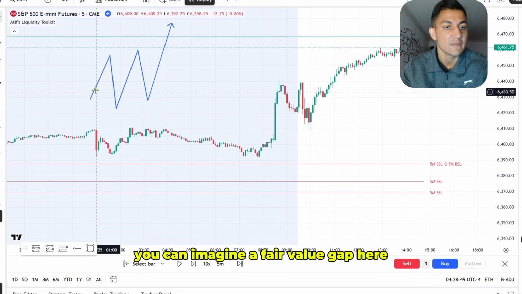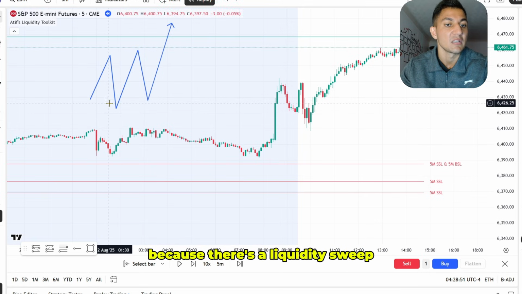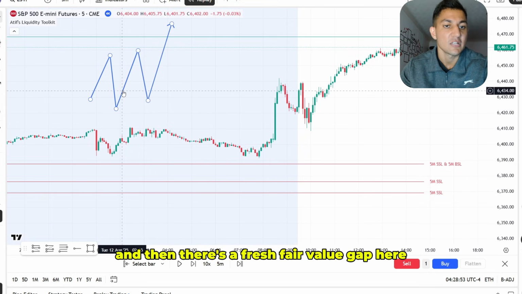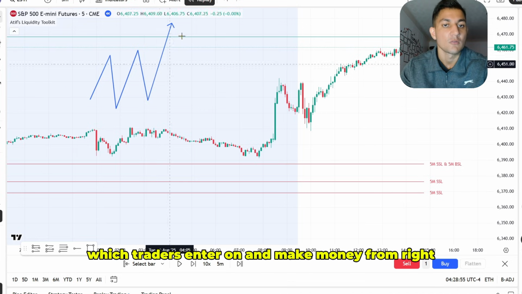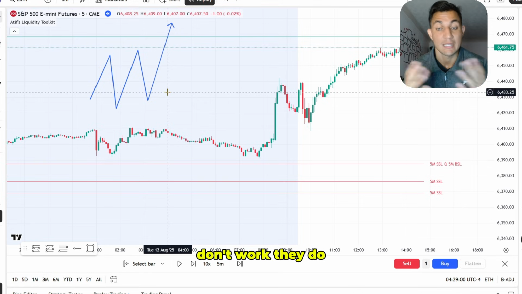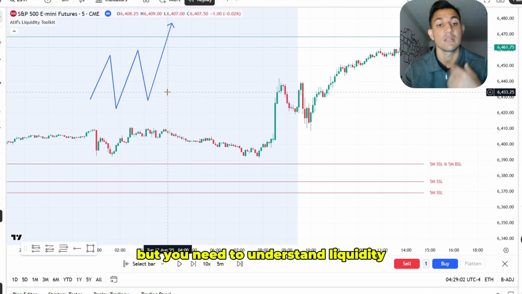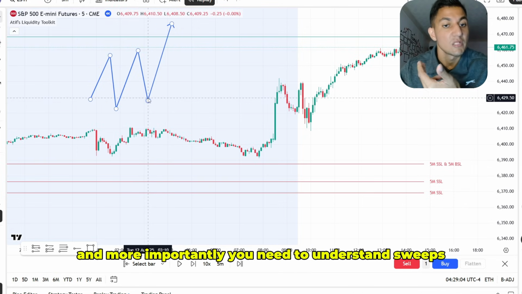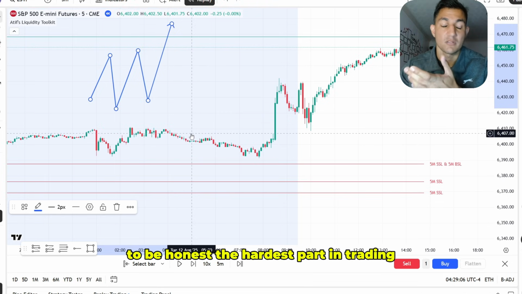You can imagine a fair value gap here that completely fails because there's a liquidity sweep, and then there's a fresh fair value gap here, which traders enter on and make money from, right? It's not that the order blocks and fair value gaps don't work, they do, but you need to understand liquidity, and more importantly, you need to understand sweeps, right? Sweeps are probably, to be honest, the hardest part in trading.